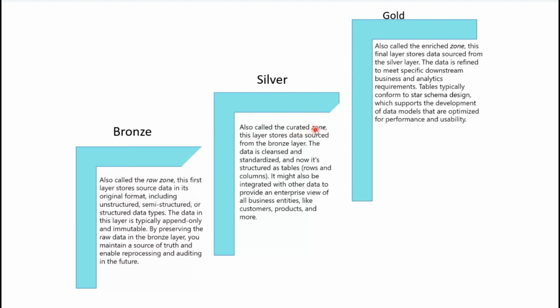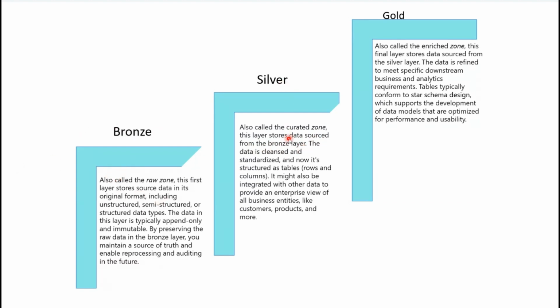This raw zone, curated zone and enriched zone are the ADF terminology, guys. Bronze, silver and gold are our Fabric terminology. So this is also called the curated zone. If you see here, this layer stores data sourced from the bronze layer. To the bronze, our source is the original data source.